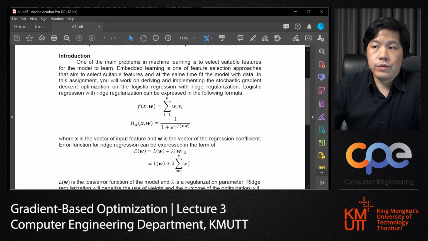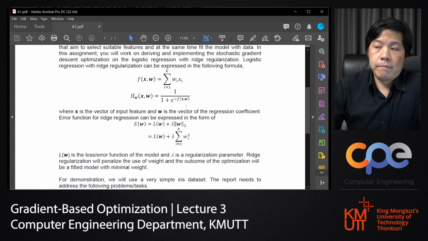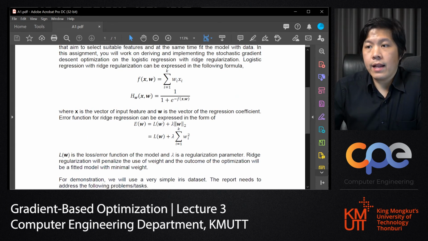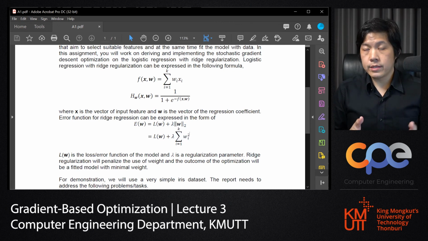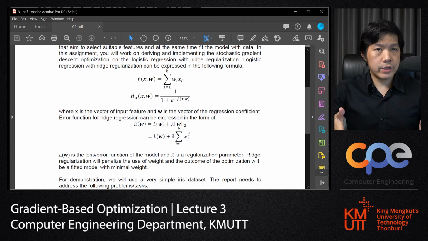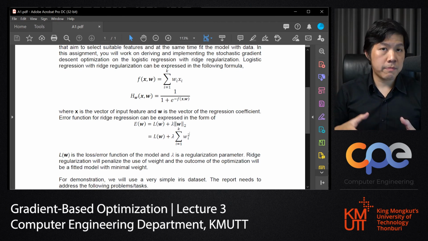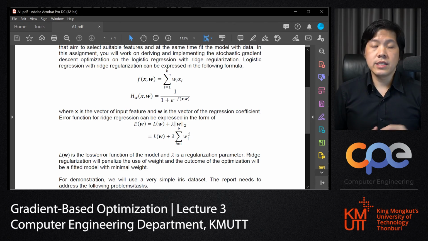So again, I asked you to do the logistic regression, but instead of having just that, we would add the ridge regression, the ridge criteria. This lambda and then summation of W, the weight squared, will reduce the weight. So instead of having any values, the weights would be reduced as much as possible because it is part of the loss function. This is called a regularization process.